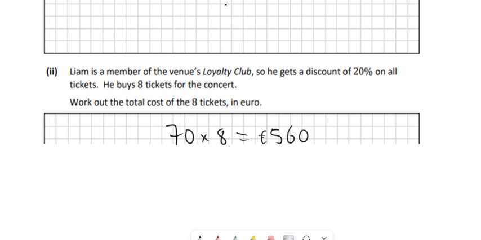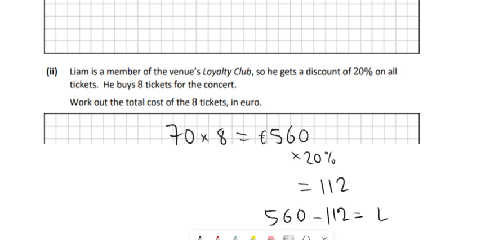And we can get 20%. You could have got 20% of 70 first of all and then multiply it by 8 if you want. It'll work both ways, but we're going to do 560 multiplied by 20 percentage button, or 0.2, whatever way you want to do it. And that's 112. So 112 is the amount he gets off of it. So we do 560, take away the 112, and we get 448. That's the amount he pays in euro.